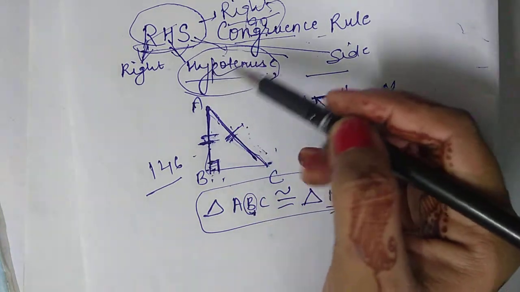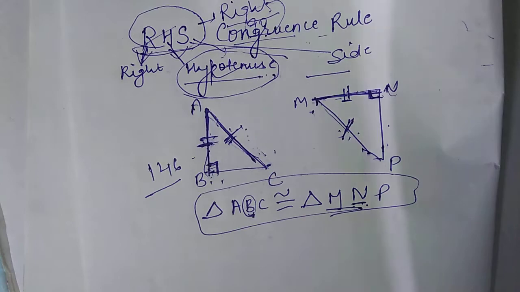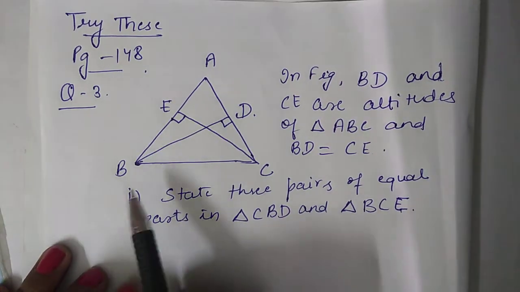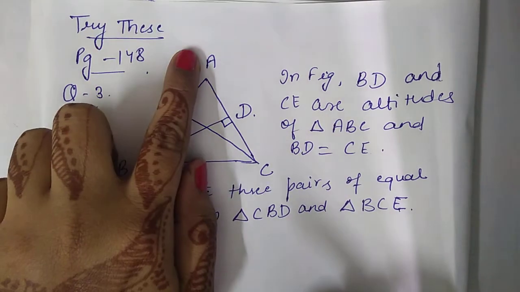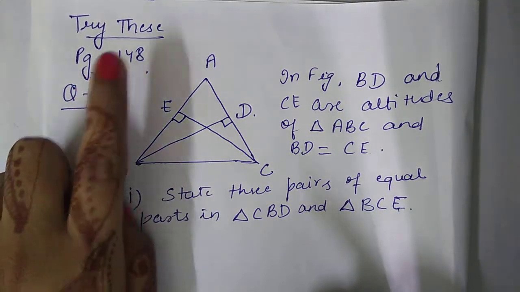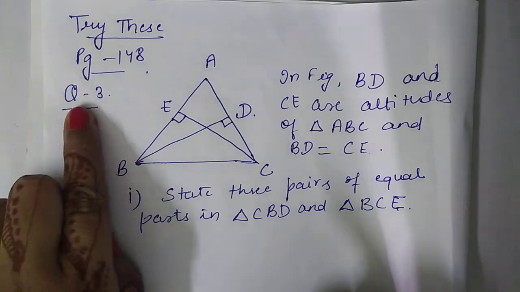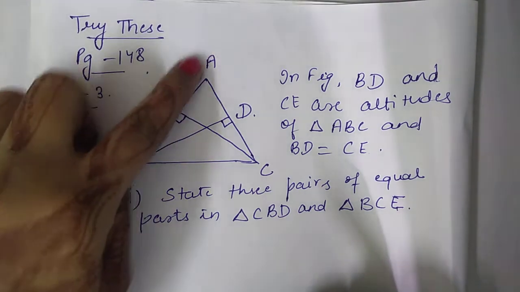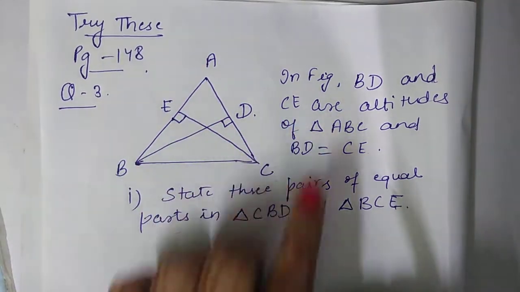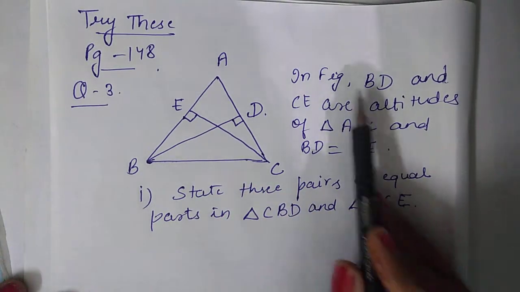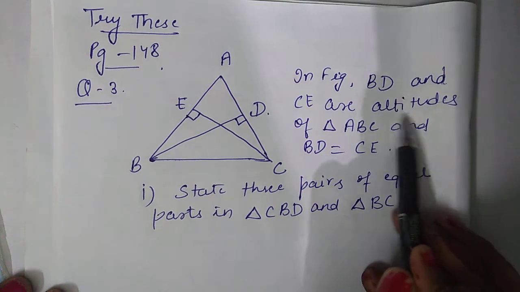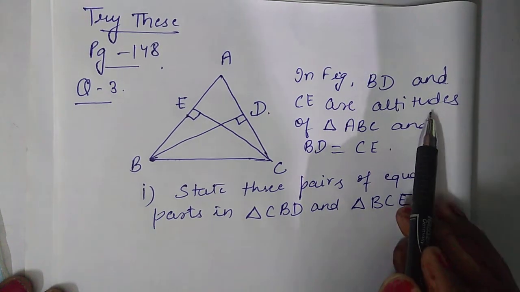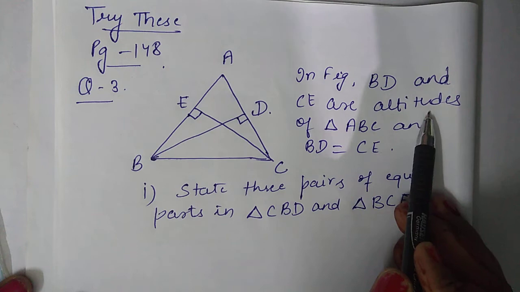Now let us discuss questions on the RHS rule. Students, based on the RHS rule I am explaining, try these questions on page number 148, question number 3. The diagram is given and the question is: in the given figure BD and CE are altitudes. Altitude means a line that makes 90 degrees on the opposite side of a triangle.